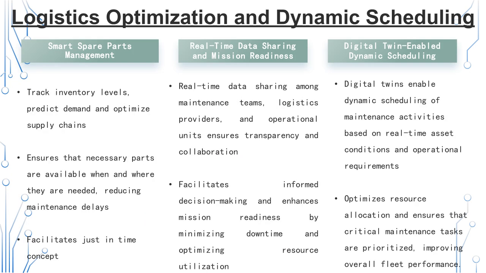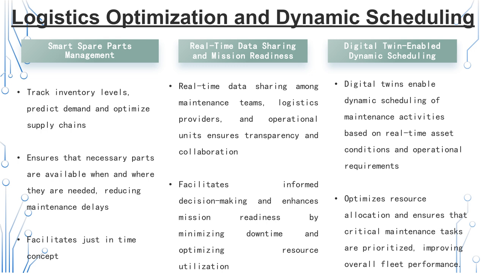So an IoT-enabled smart spares management system tracks inventory levels, predicts demands, and optimizes supply chains, which ensures that necessary parts are available when and where they are needed, reducing maintenance delays. It can also facilitate the just-in-time concept, reducing inventory costs. Real-time data sharing among maintenance teams, logistics providers, and operational units ensures transparency and collaboration. This facilitates informed decision making and enhances mission readiness by minimizing downtime and optimizing resource utilization.